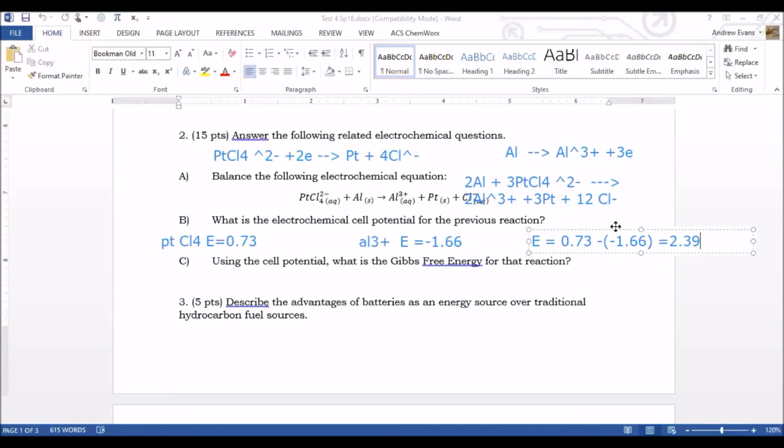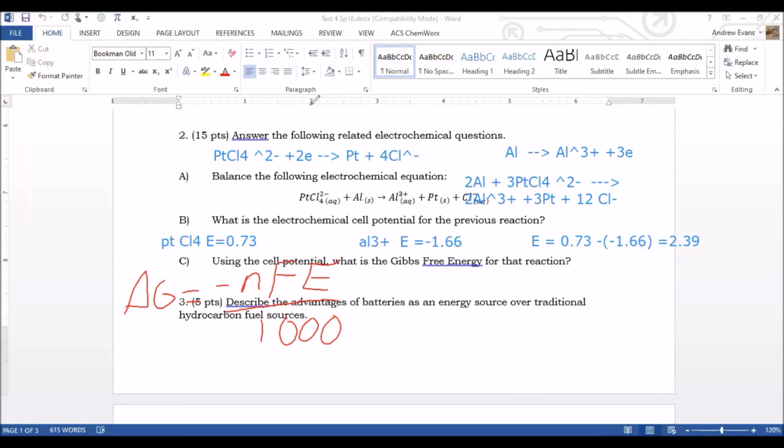E-cell takes that into account. However, Gibbs is not so forgiving. Gibbs, the last one, is delta G equals negative nFE divided by 1,000, to turn this into kilojoules.